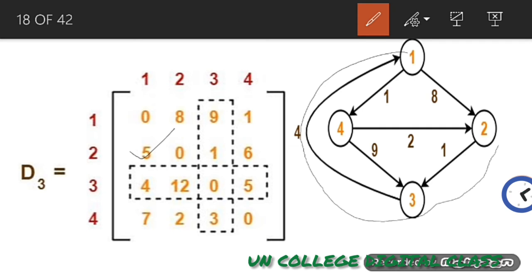Okay, 2 to 2 is 0 as per the diagonal. 2 to 3 is 1, it is a direct connection, and it is the minimum value also. Then 2 to 4 is 6.